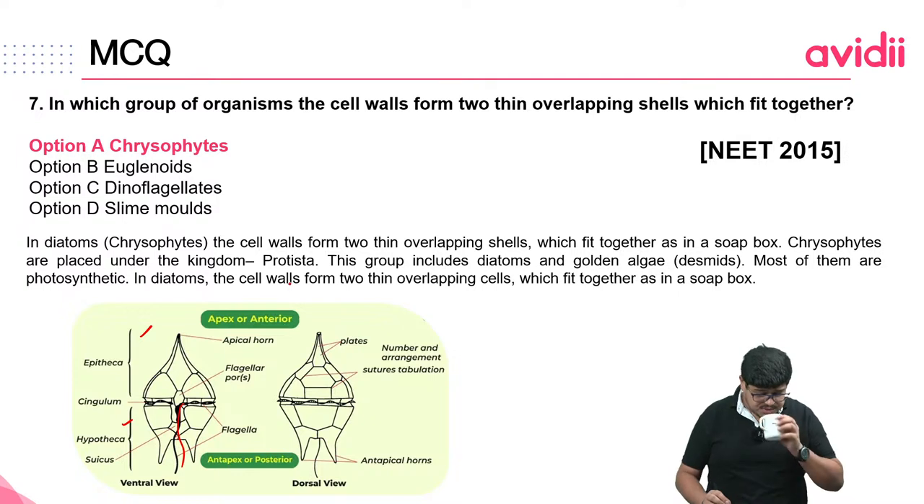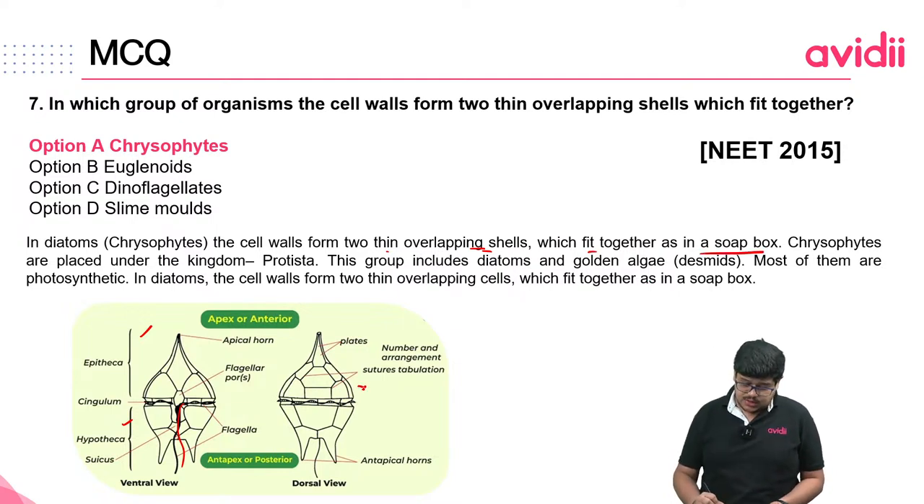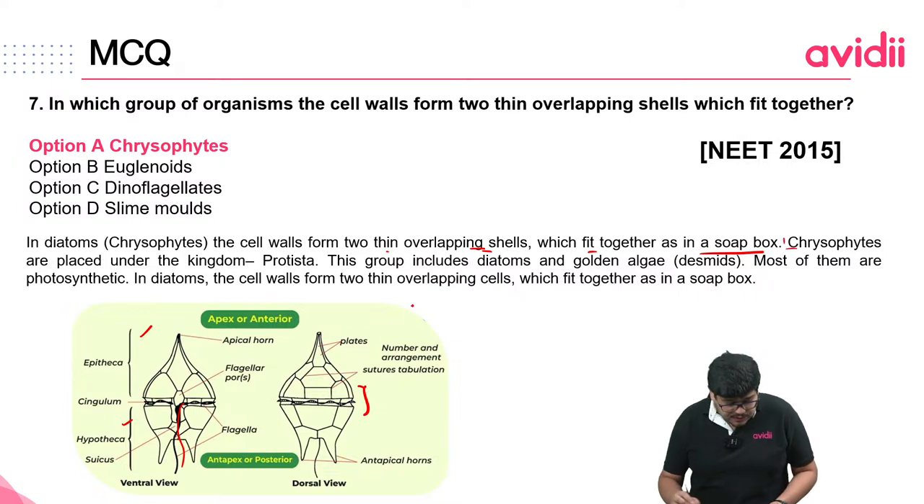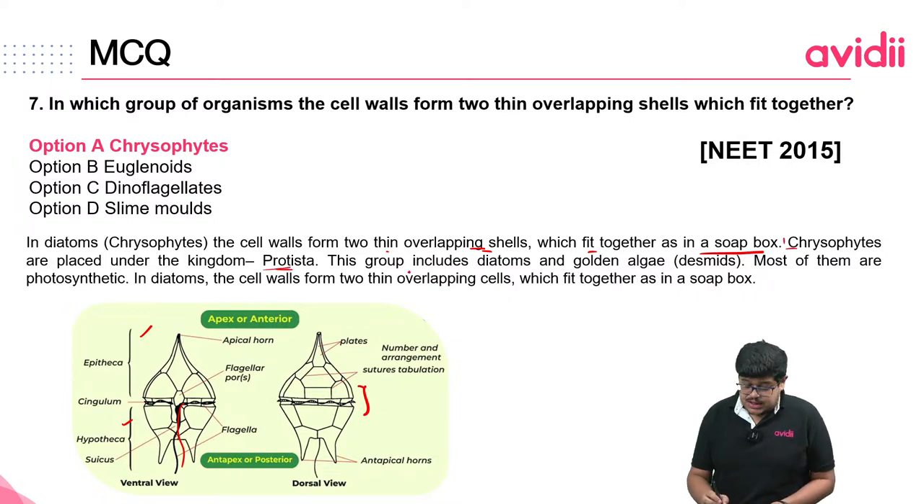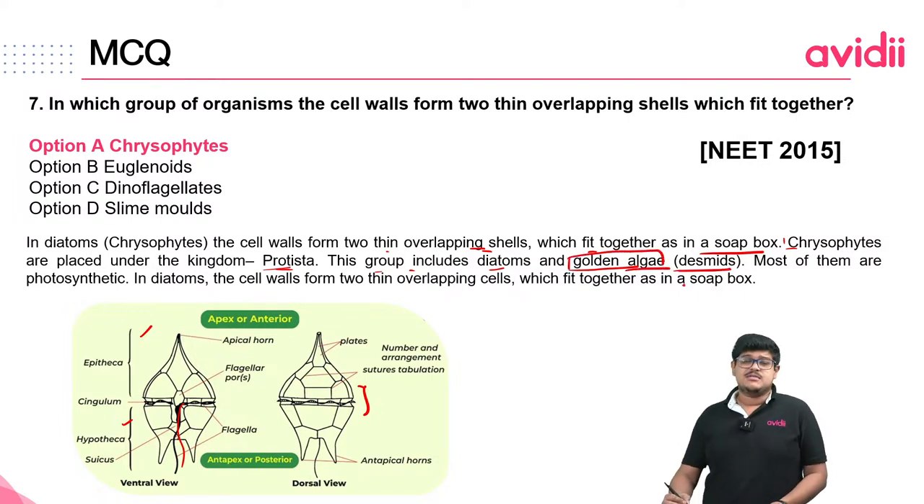And in diatoms, the cell walls form two thin overlapping shells which fit together as in a soap box. And this structure is known as your soap box formation. Chrysophytes are placed under the kingdom Protista. This group includes the diatoms and the golden algae. Very important, the golden algae, those known as desmids, are also observed.